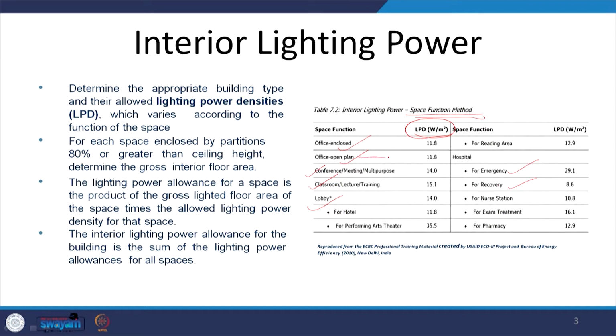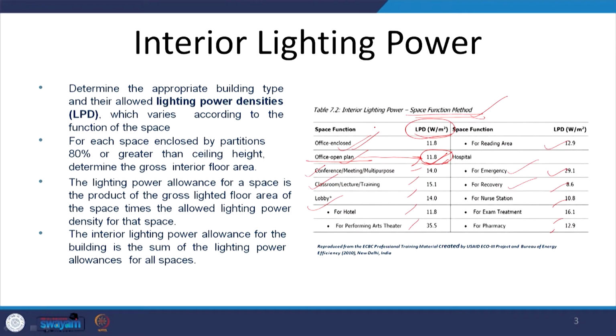If we are looking at an open plan office, an LPD of 11.8 watts per square meter is prescribed for meeting the interior lighting requirement. So the open plan area of an office will have to meet the LPD given here. In the space function method, all areas in a building will have to meet the lighting power density requirement prescribed for each area. There is a different LPD for circulation, for the open plan office, for the enclosed office, for toilets, for common areas, and so on, and we have to meet them individually. So, this is quite rigid.